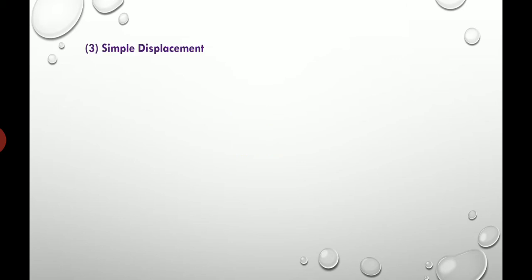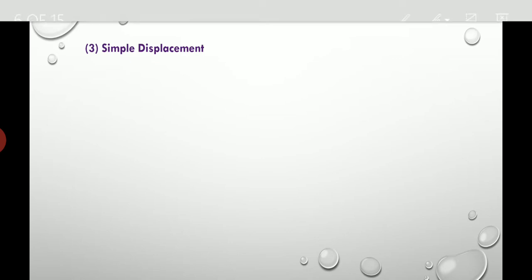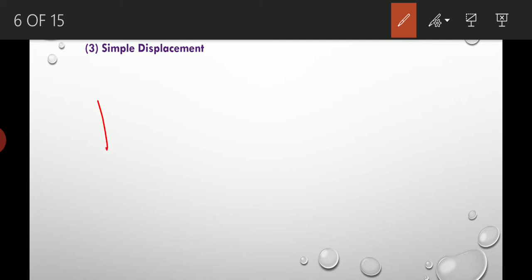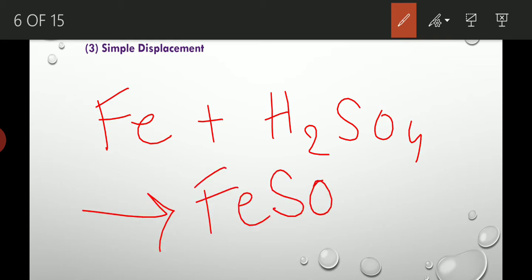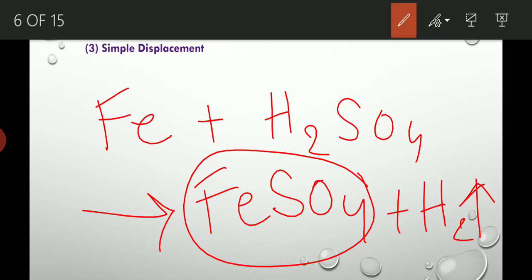Now, next method is simple displacement. In this method, what happens? An active metal reacts with a dilute acid. We all know iron is an active metal. When iron reacts with a dilute acid like H2SO4, then it gives a soluble salt FeSO4 and it liberates hydrogen gas.